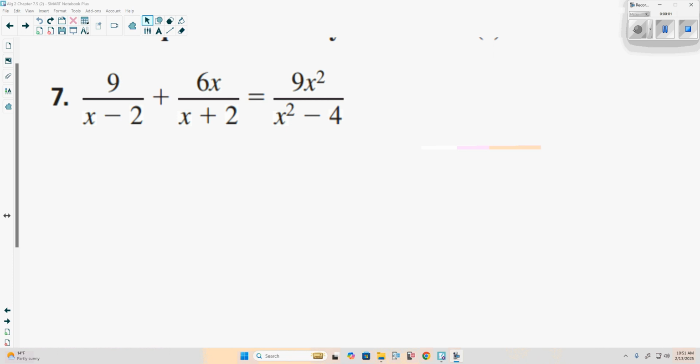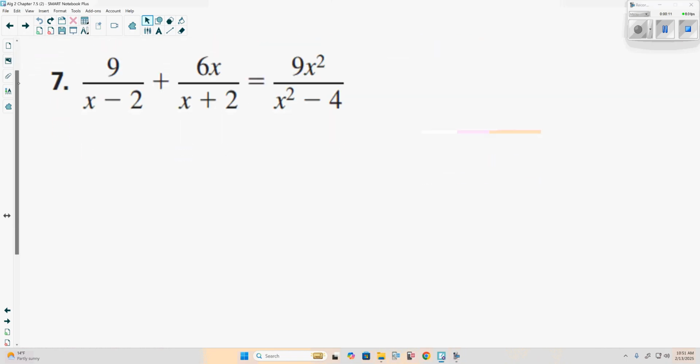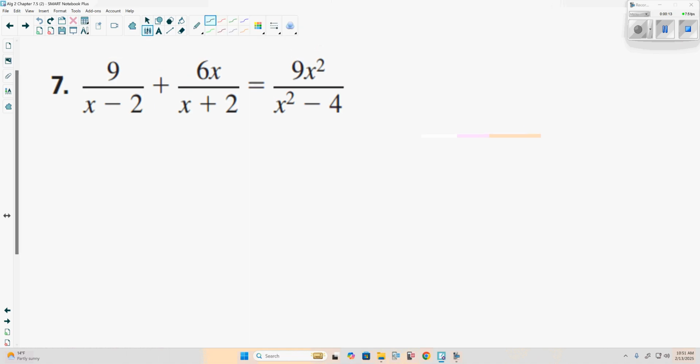So this is where we're going to start off today. So we have this one and two more. I added one, but that's just to show an example of a certain type of problem that will come up, especially on the homework.